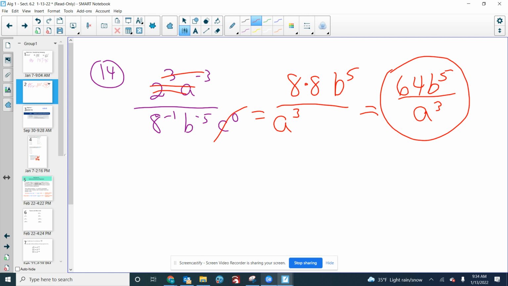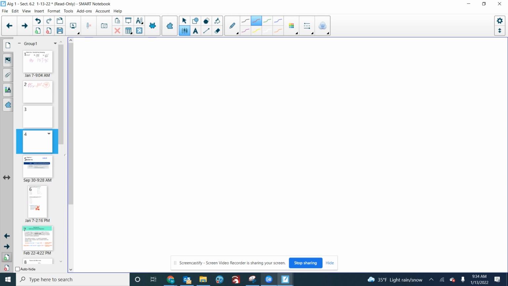Okay, what else, guys? How about 15 through 23? The rest. Which ones do you guys want to see? 15 through 23. Really? Come on. Nothing? Logan, which one? 22. 4 over x, to the negative third. Okay.